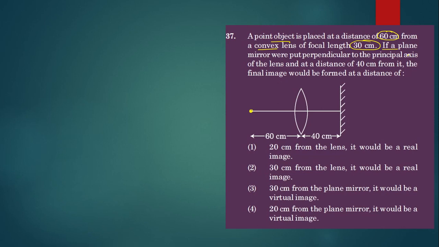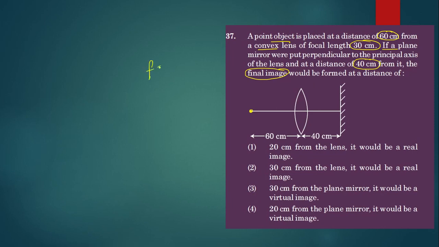The question further says that if the plane mirror were put perpendicular to the principal axis, and the distance between the plane mirror and the lens is 40 cm, as described, then we have to find the position of the final image formed by this combination and the nature of the final image as well.